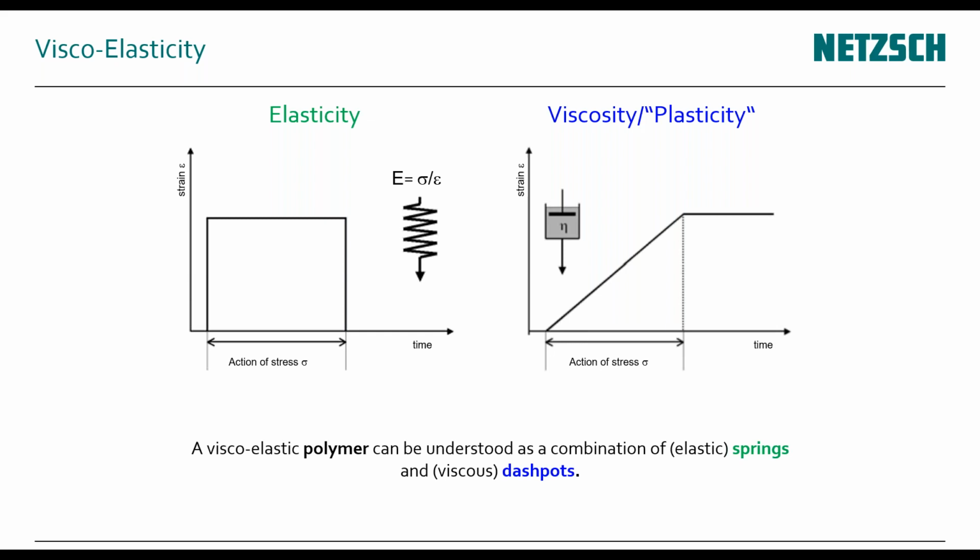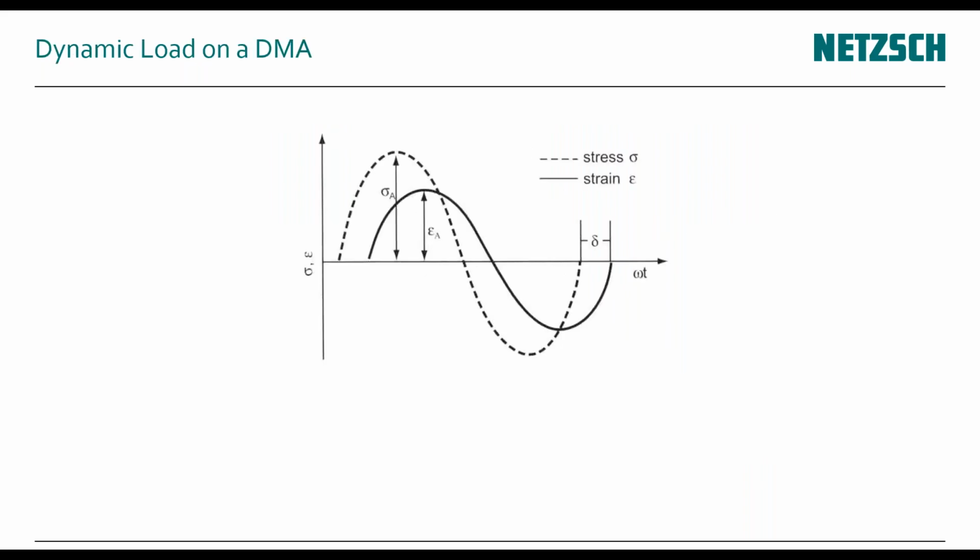And very, very generally, a viscoelastic polymer can be understood as a combination of elastic springs and viscous dashpots. And of course, this is also true for our composite material, especially as a function of temperature, because both elasticity and viscosity change with respect to temperature. So this can give us a good measure to look at the mechanical properties as a function of temperature. What we do is this experiment right here.